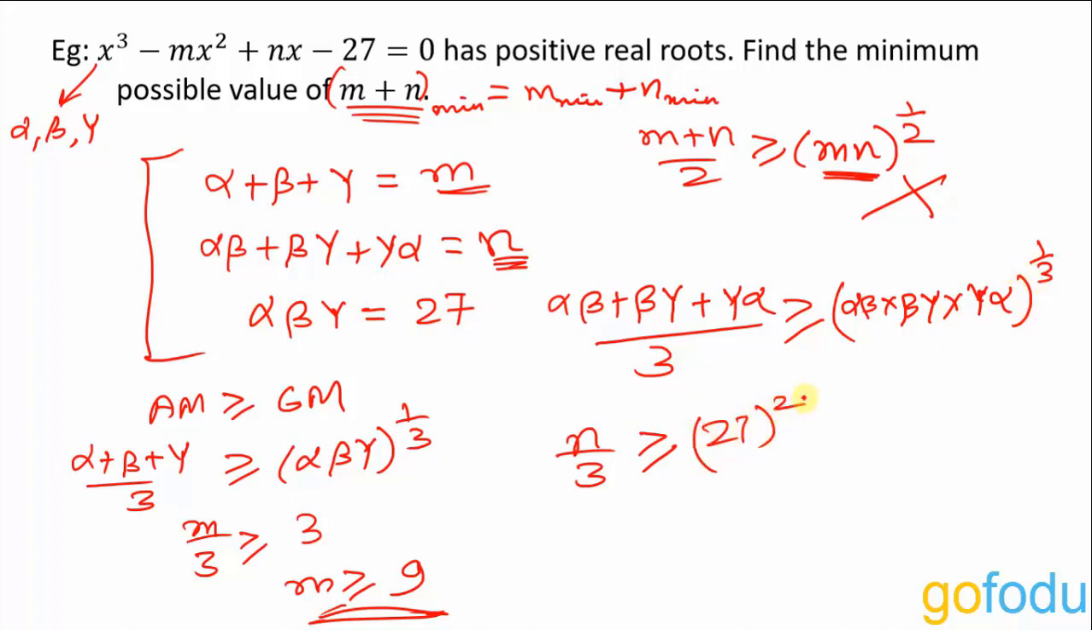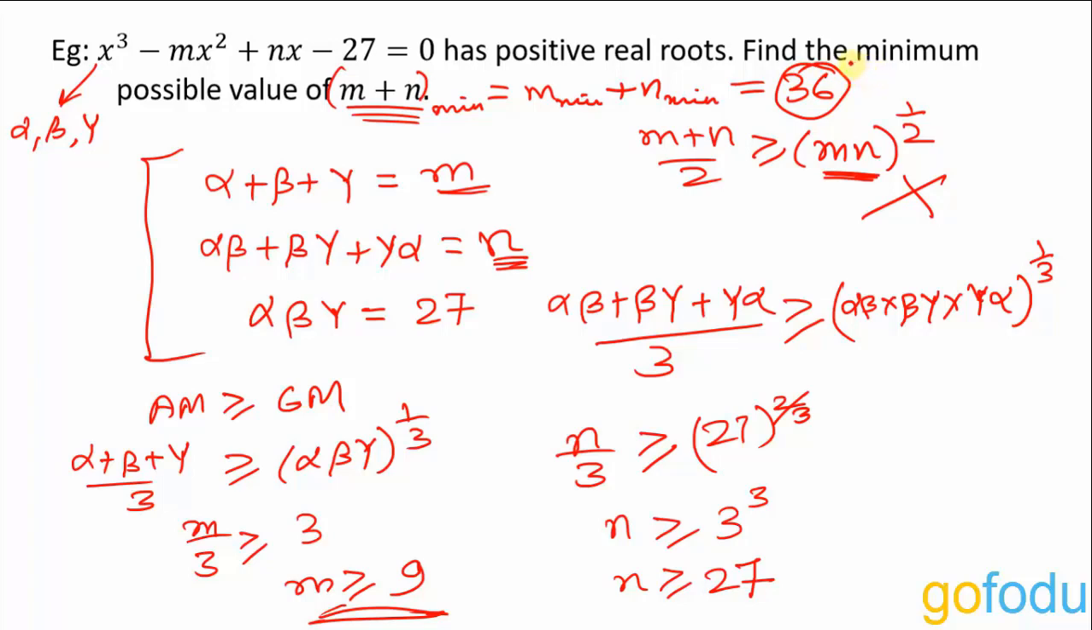raised to 1 by 3, that will make it 2 by 3. So, n is greater than or equal to 27 is what? 3 cube. 3 and 3 will get cancelled. I will have 3 square in the right hand side. This 3 will transpose to the right, making it 3 cube in the right hand side. So, n is nothing but 27. And m minimum is 9, n minimum is 27, m plus n minimum is 9 plus 27, that is 36.